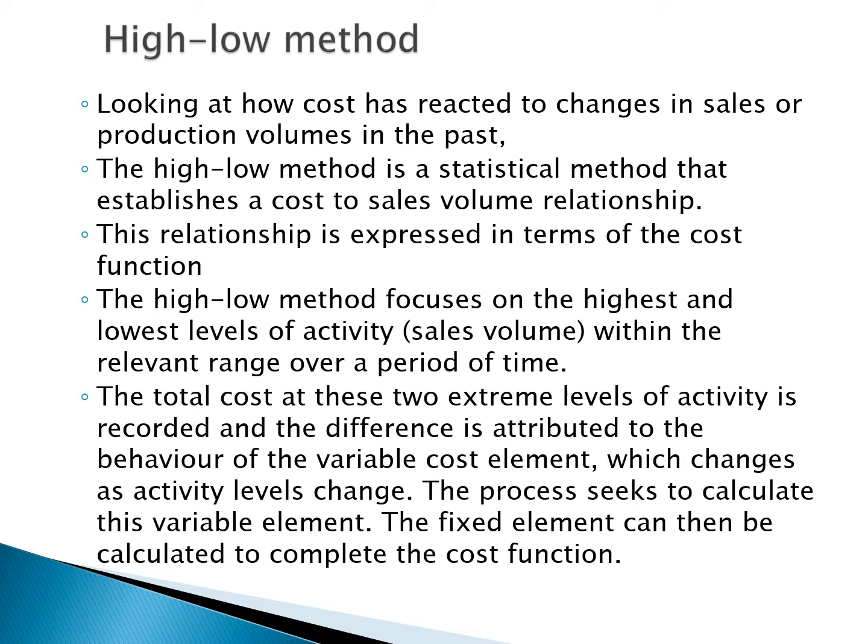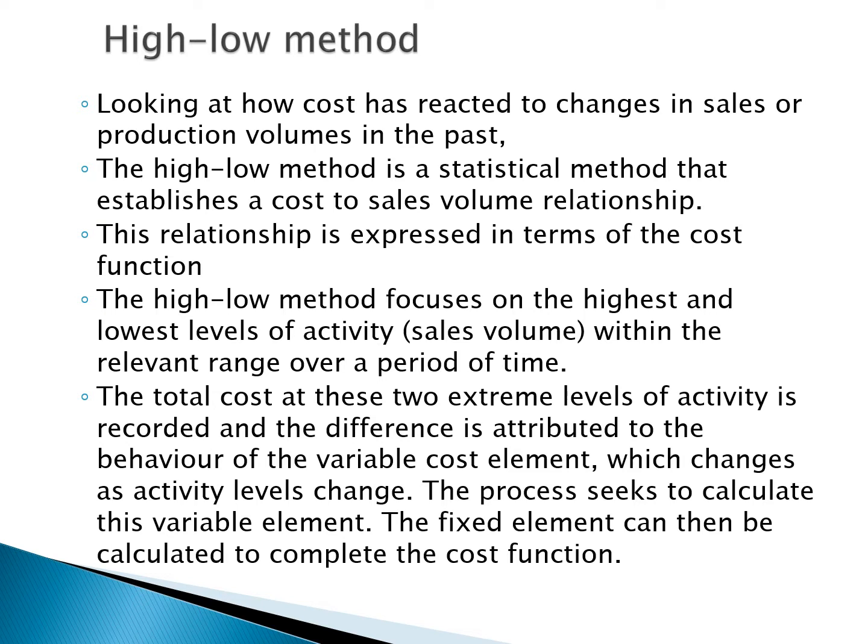So the relationship is expressed in terms of a cost function, and with this method we'll actually create a cost function. So the HighLow method, as the name suggests, focuses on the highest and the lowest levels of activity or sales volume or production volume within the relevant range over a certain time period. So the total cost at these two extreme levels of activities is recorded, and the difference in those costs is attributed to the behaviour of the variable cost element.